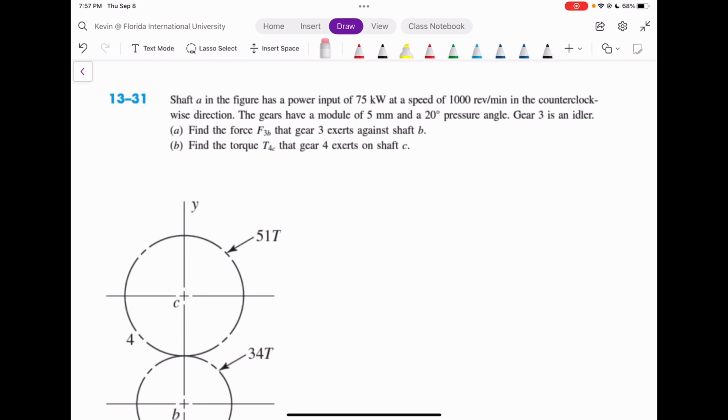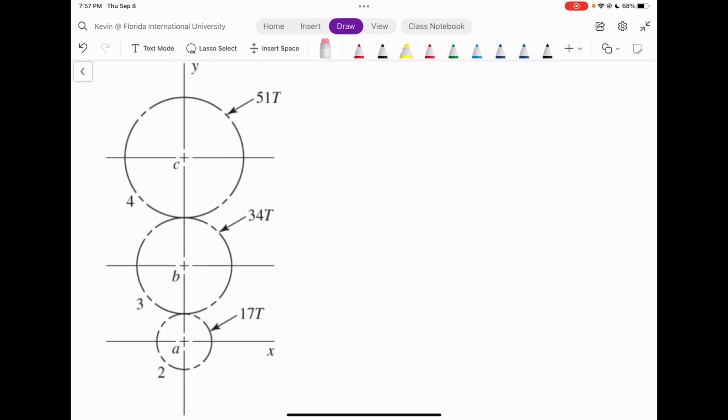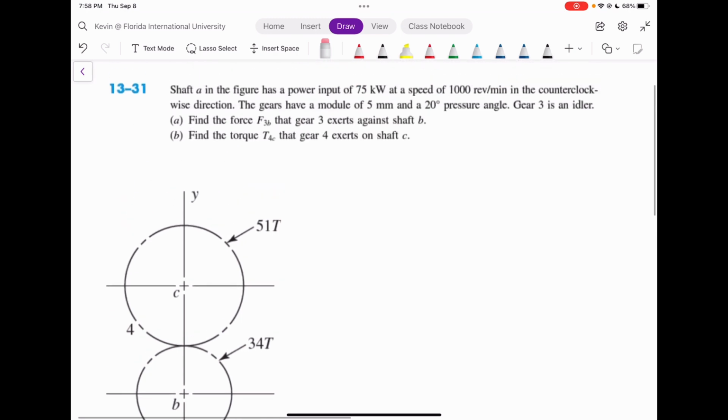So we have shaft A in the figure, which has a power input of 75 kilowatts at a speed of 1000 revs per minute in the counterclockwise direction. We're told that in the question. The gears have a module of 5 millimeters and a 20-degree pressure angle, and gear 3 is an idler.